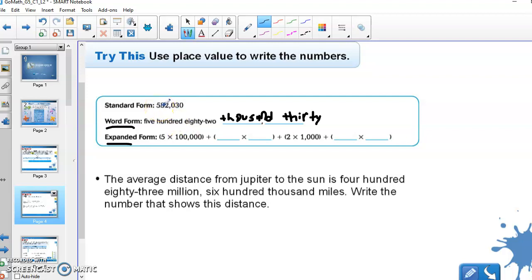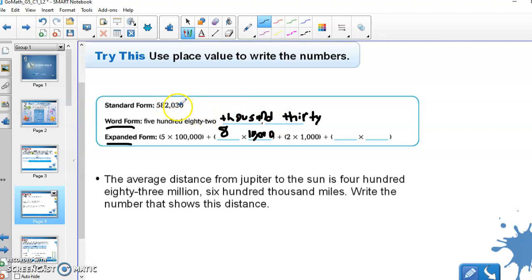So that's already done. I'm going to move over to the 8. The 8 is in what place value? Well, the 8 is in the 10,000s place value. So I'm going to write 8 times 10,000. And again, excuse my sloppy writing. All right, next I move over to the right, and the 2 I write as 2 times the place value that it's in, and it's in the 1,000s place value. So I have 5 times 100,000, 8 times 10,000, 2 times 1,000.